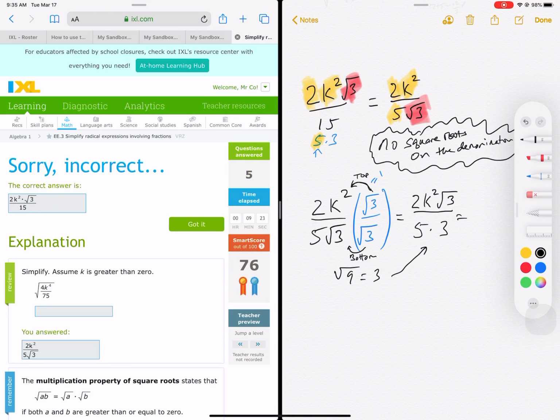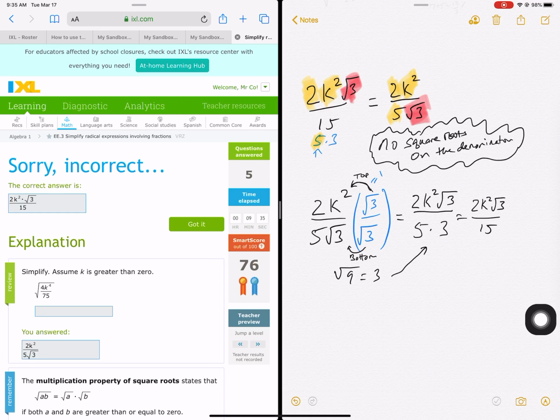And we can multiply those together. 2k squared, square root of 3 over 15. And that is their answer. If you go ahead and take a look here, that's their answer up here also. Go take a look. It's 2k squared, square root of 3 over 15. That's their answer over here. So you can't leave square roots on the denominator.